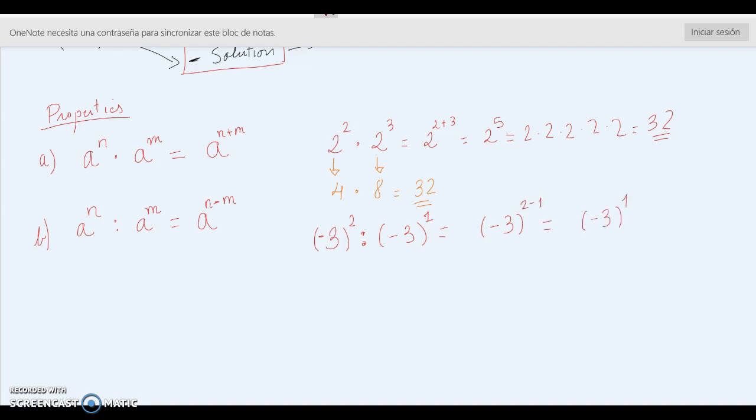So minus 3 to the power of 1. This is the same when you have exponent 1, is the same as writing only the base, minus 3.